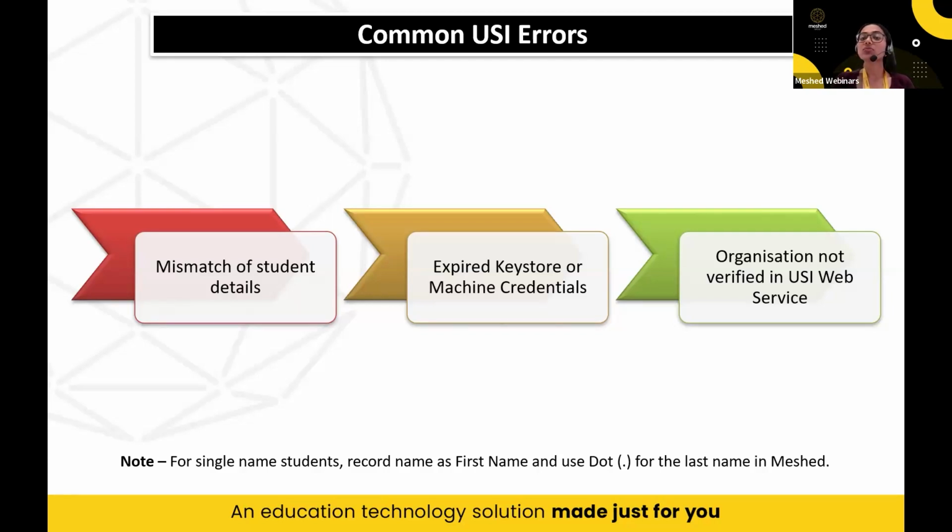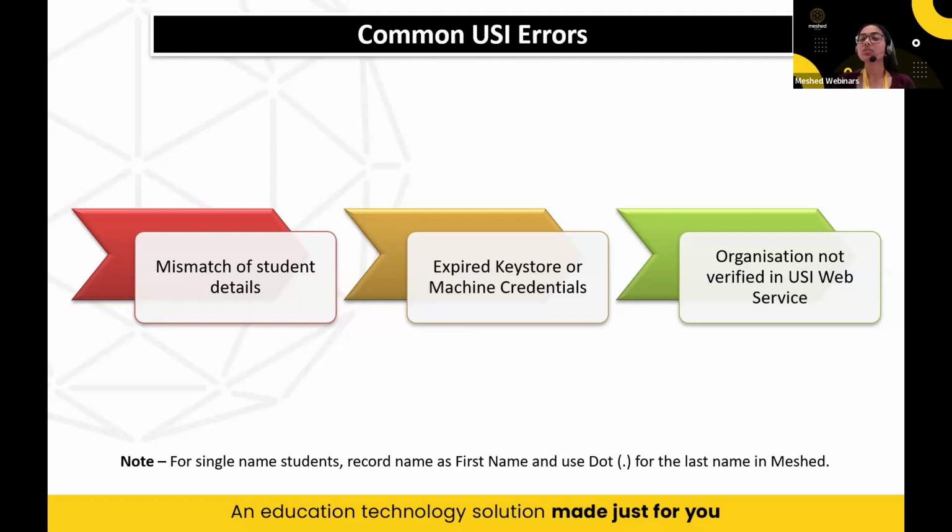However, if you have students with a single name, you can always use the first name in the first name field in the system and use the last name as a dot. You can just put a dot in the last name field if a student has a single name, and that should be able to verify the student USI.